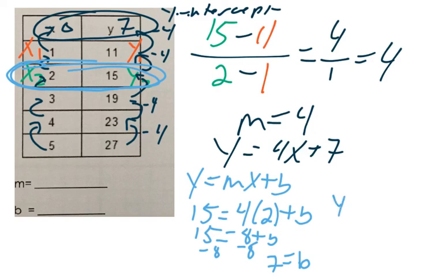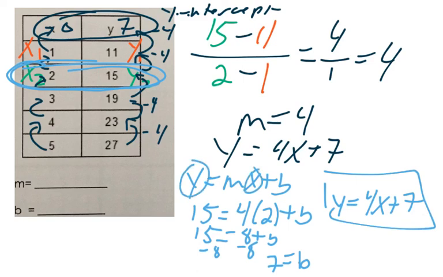So again, we can find our equation by either plugging in our x and y values, or we can go to the table and continue with our pattern of what the slope is. So you could find it either way.